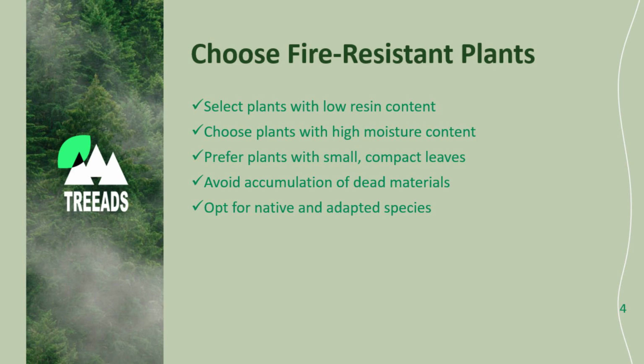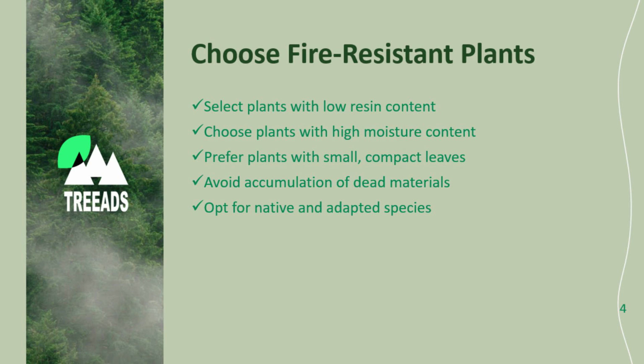Another effort to be taken is to choose fire-resistant plants. Selecting the right plants is crucial in creating a fire-resistant landscape. Some characteristics to look for when choosing plants are: 1. Low resin content. Resinous plants are highly flammable and should be avoided. Look for plants with low levels of resin or sap. 2. Moisture content. Choose plants that have a high moisture content as they are less likely to ignite. Succulent plants such as sedums and yuccas are good options.